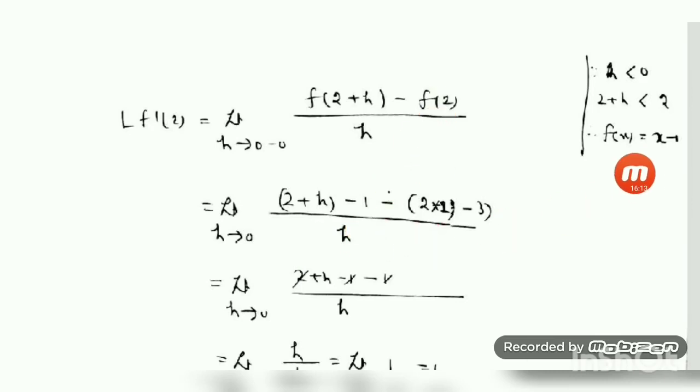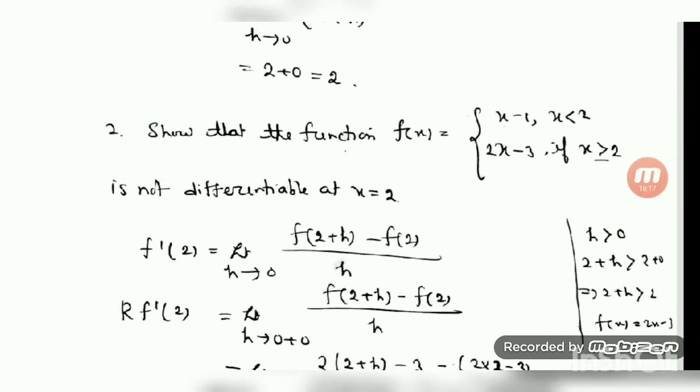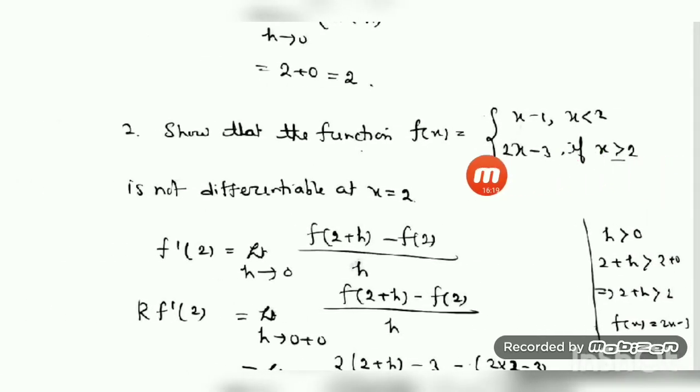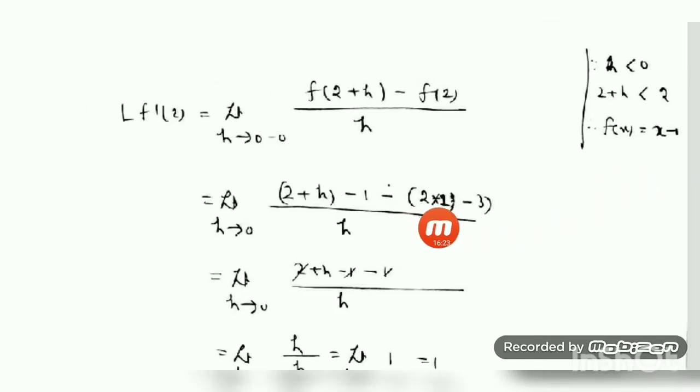And what is f of 2? It is defined this way only. In the previous case, it is defined by 2x minus 3. So 2 into 2, here what you have to put? 2 into 2 minus 3. Do the calculation: 2 plus h minus 1, and this is 4 minus 3, which is equal to 1.